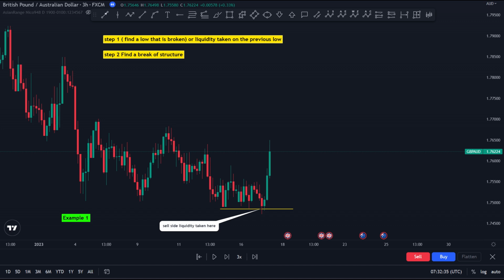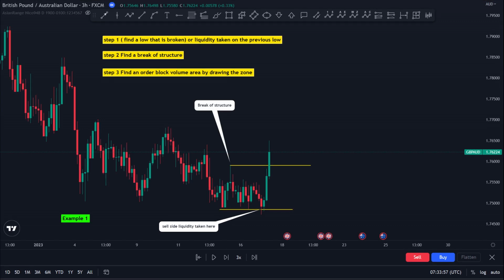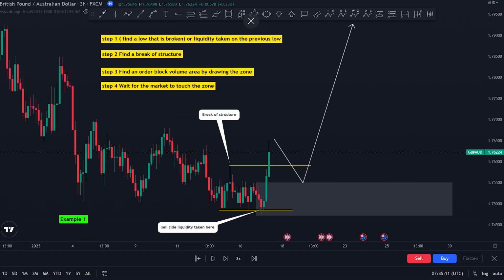So the next step is to find a break in market structure. Now that we have a break in market structure, that means we will have an edge over other traders who are still in a sell after they thought the market was going to be bearish. So the next step is to find an order block that we want to see price trading after the break of structure. We have spotted the potential reversal area using the last bearish candlesticks as our order block area.